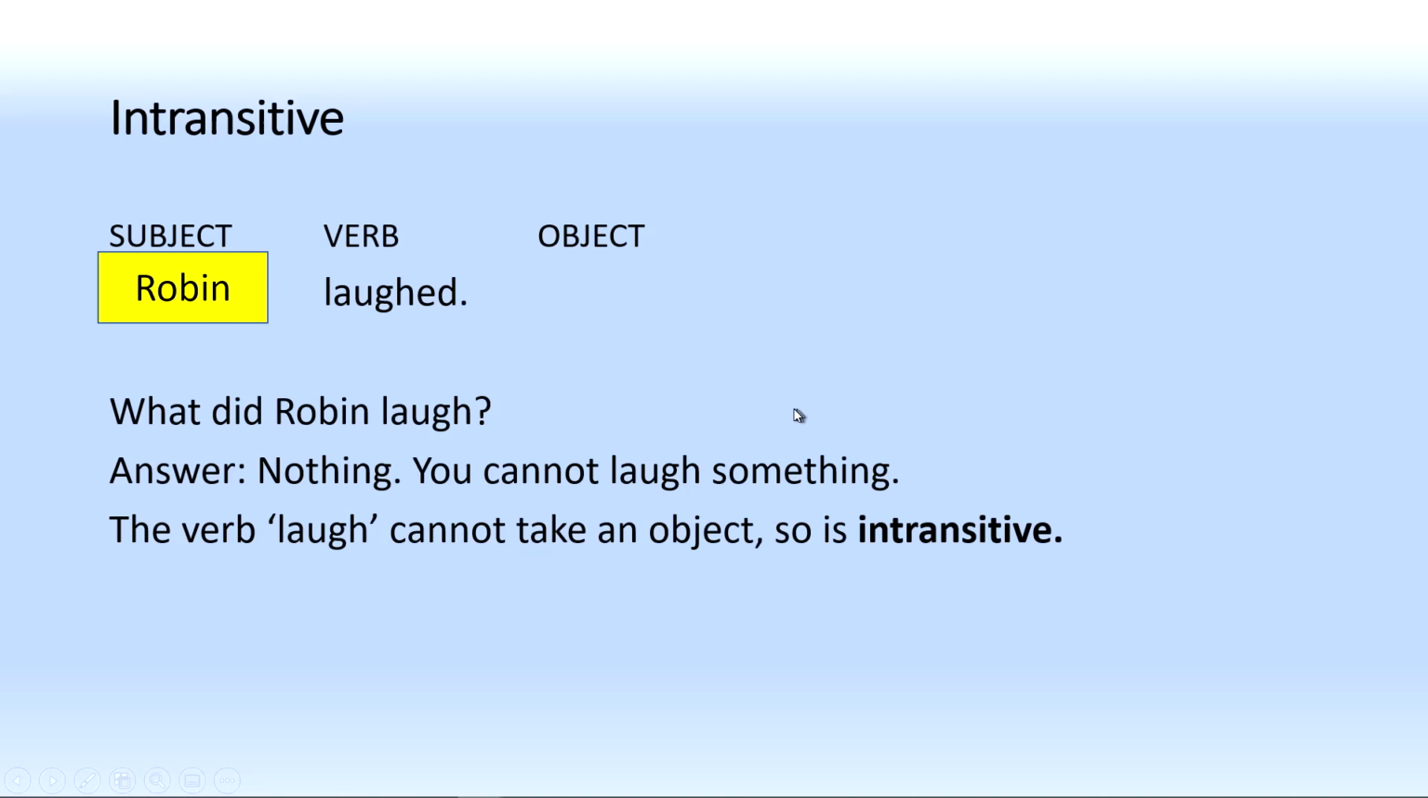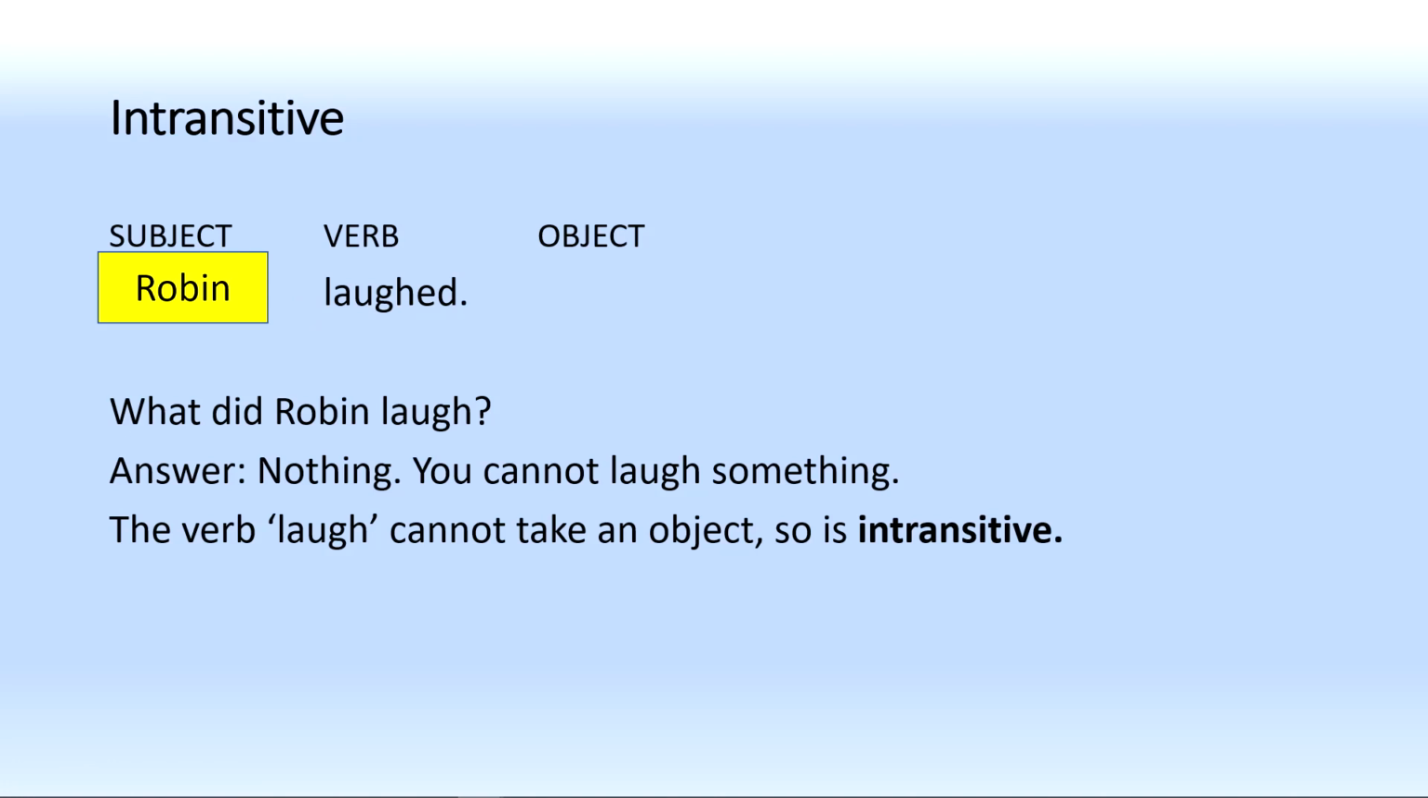I'll give you an example of intransitive. Robin laughed, right? Is that a clear sentence? Yes. Does it need an object? No, right? So what did Robin laugh? Nothing. You cannot laugh something, right? So the verb laugh cannot take an object, so this is intransitive. Robin laughed. Okay?